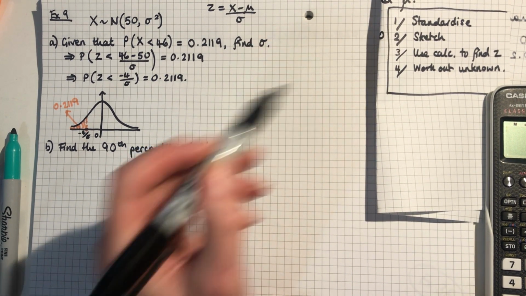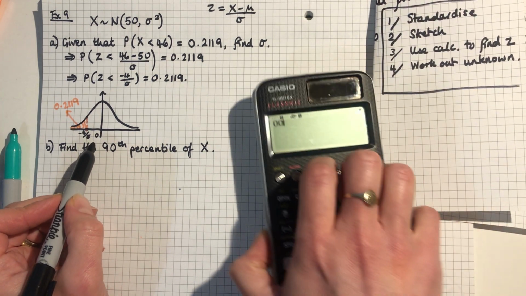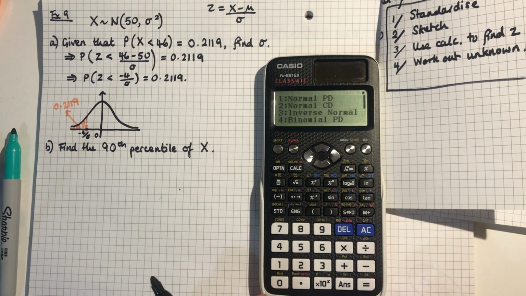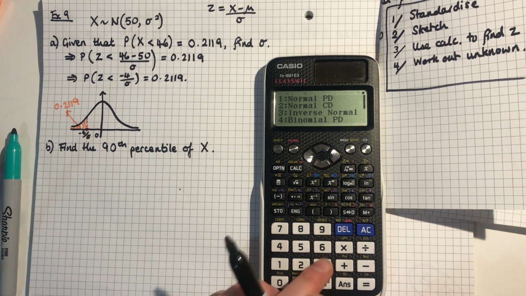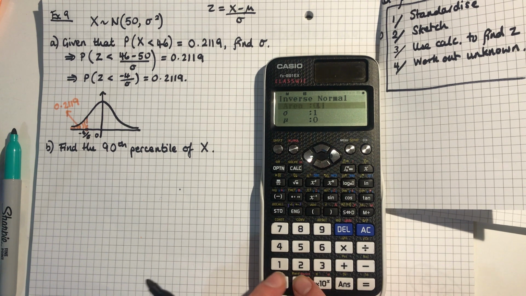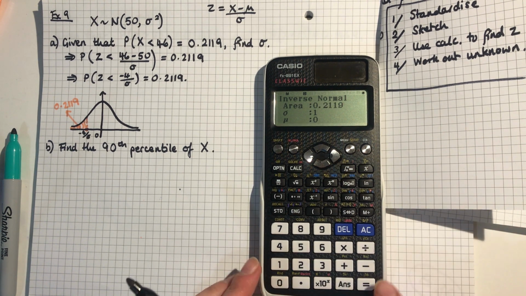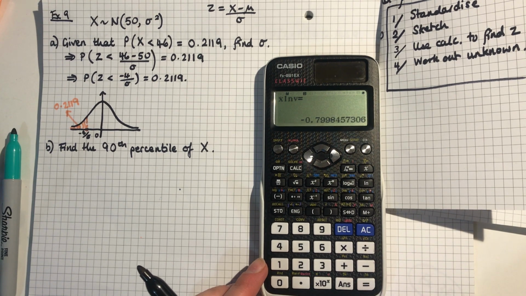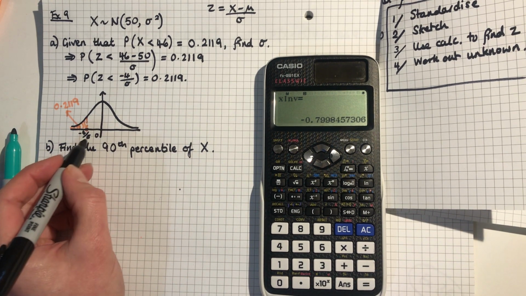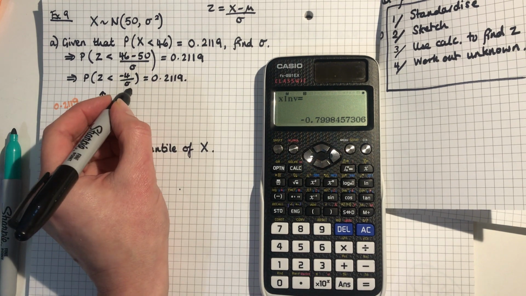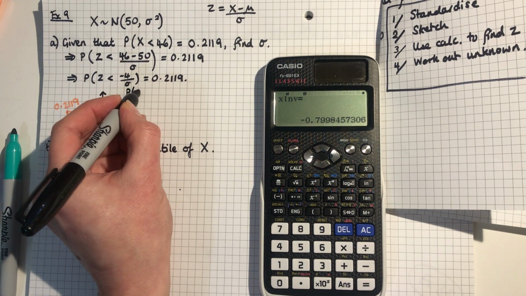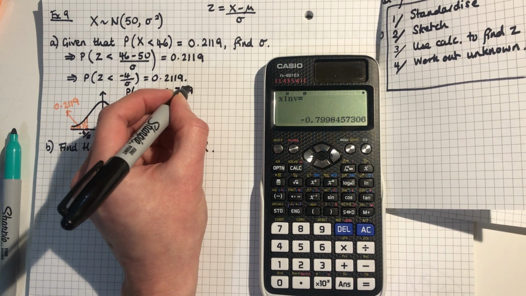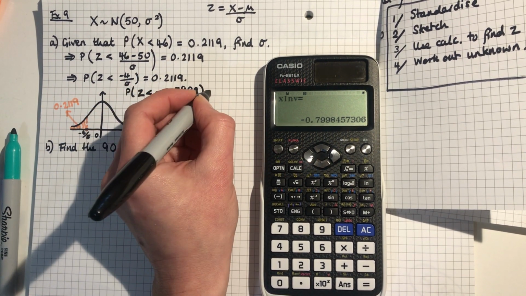Now we're going to use our calculator to actually find out this z value. So we go to the distribution and inverse normal. Our area is 0.2119, keeping mu and sigma as 0 and 1. And that tells me that this z value here is actually minus 0.7998 to 4 decimal places.